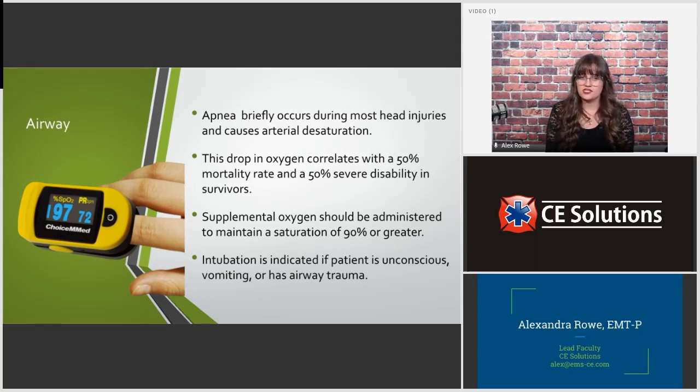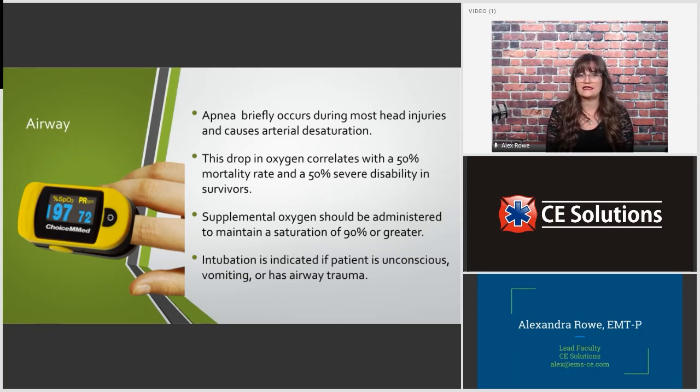Provide supplemental oxygen if you can. Get that saturation greater than 90. I know a lot of places, it just depends on your protocols, aim for that 94% and above. So make sure you just follow whatever your medical director wants you to do.